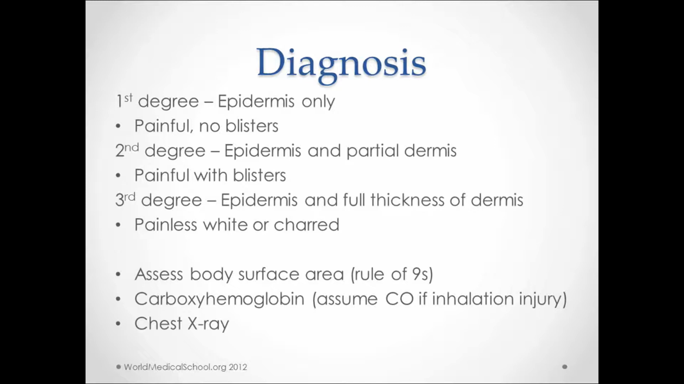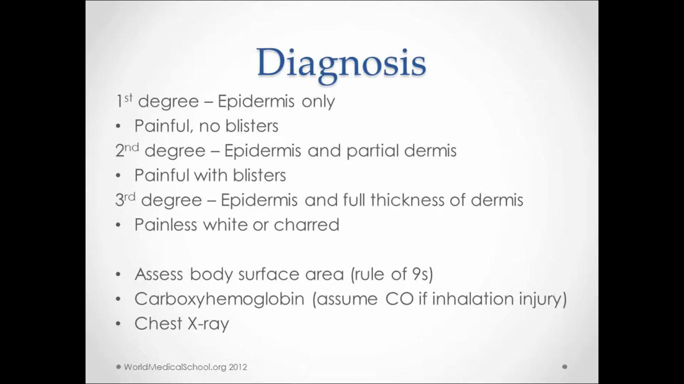So first degree just involves the epidermis, and you can get a first degree from the sun, and they're generally pretty painful, but they don't give you blisters. A second degree includes a little bit of the dermis as well, and that's why you get the blisters, because you get the involvement of the dermis in that epidermal dermal layer. The third degree, that's when you go through the dermis all the way and sometimes into the underlying tissues like the muscles, and you get painless, white, or charred areas. And the reason they're painless, of course, is because we burn the nerves.